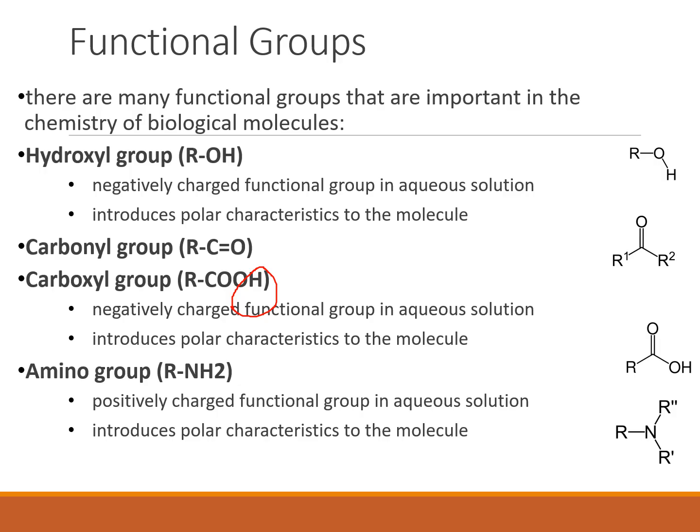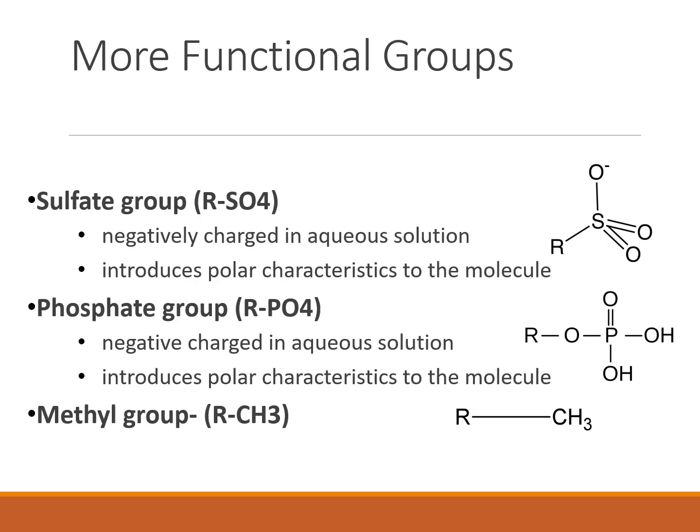The amine group is an NH2. And in aqueous environments, this NH2 will pick up an additional hydrogen atom to become NH3+. So when it's attached to organic molecules, it is frequently found as NH3+ with a positive charge, thereby again introducing polar characteristics to that region of the molecule. Two other functional groups will introduce negative charges and polar characteristics. That's the sulfate group, SO4, and the phosphate group, PO4.